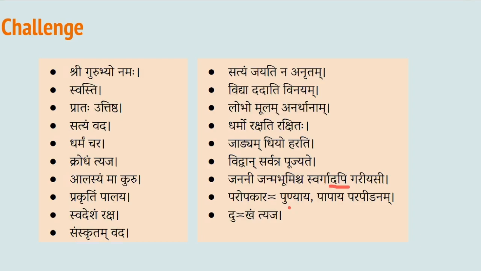Paropakara punya. So how will you read this part? Paropakara. Paropakara. And what is this symbol? Ho in short. So we just saw that this is upadhmaniya because there was a visarga and it is being followed by p. So it will be paropakara punyaya. F sound has to come. Paropakara punyaya.